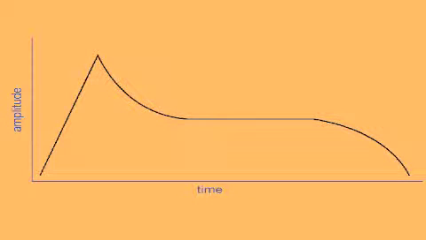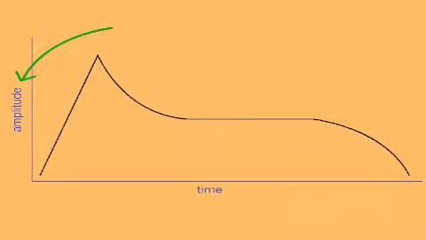We define a sound envelope as the way an attribute of sound changes over time. In the case of an ADSR envelope, the attribute is amplitude. The four parts of an ADSR envelope are the attack, decay, sustain, and release.